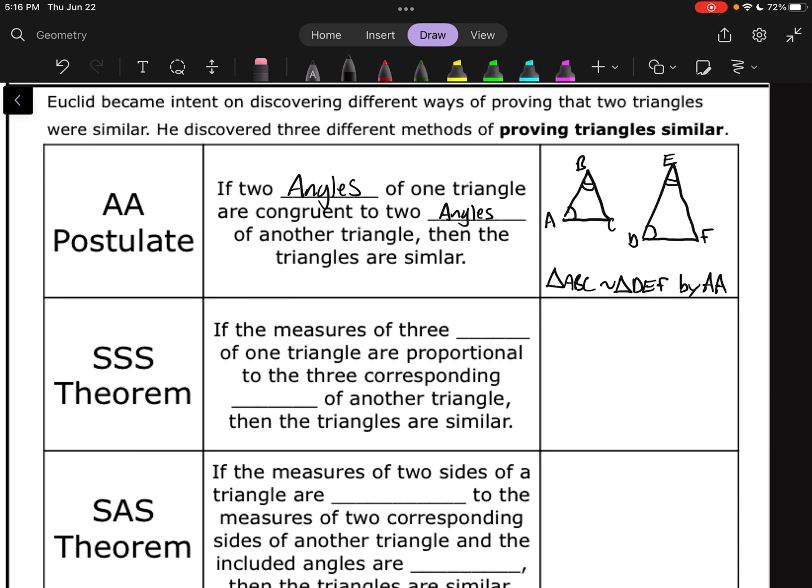And what that says is that if the measures of 3 sides of one triangle are proportional to the 3 corresponding sides of another triangle, then the triangles are similar. Okay, so this one's looking at the sides. And remember, we're not expecting the sides to be congruent. We're expecting them to be proportional. So that might look like this.